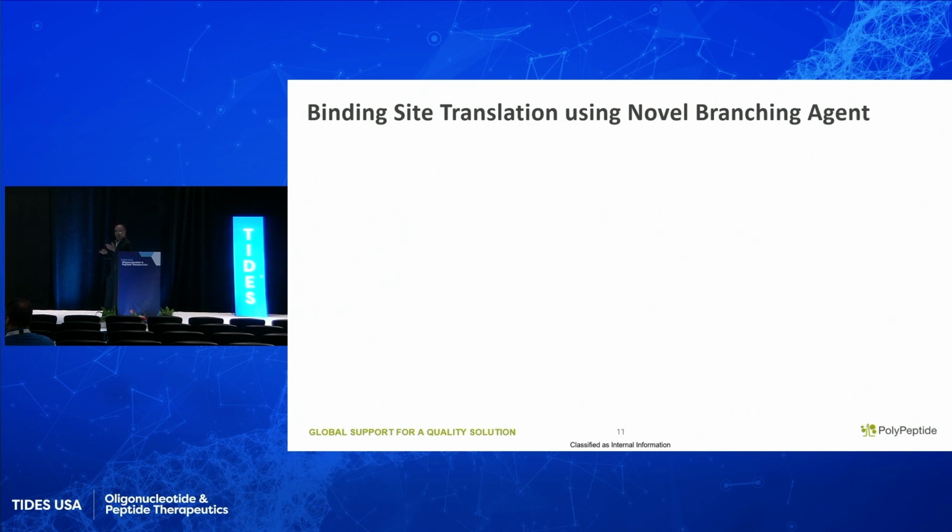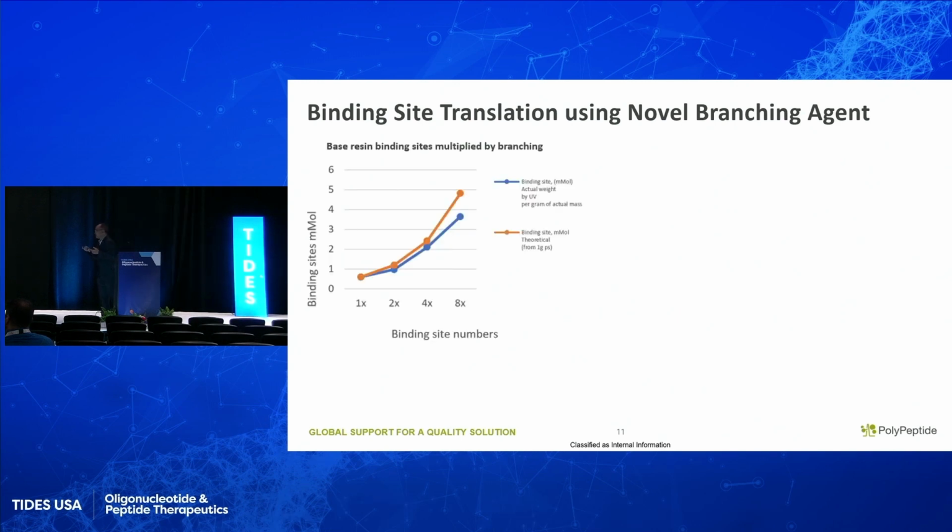In the previous slide, you saw the general configuration of the original polystyrene binding site being branched out and amplified. We want to see that is actually happening. This is the 1x on your left-hand side, the polystyrene base resin. In the orange is the theoretical binding site. Blue is the actual. And the 1x is our standard control.